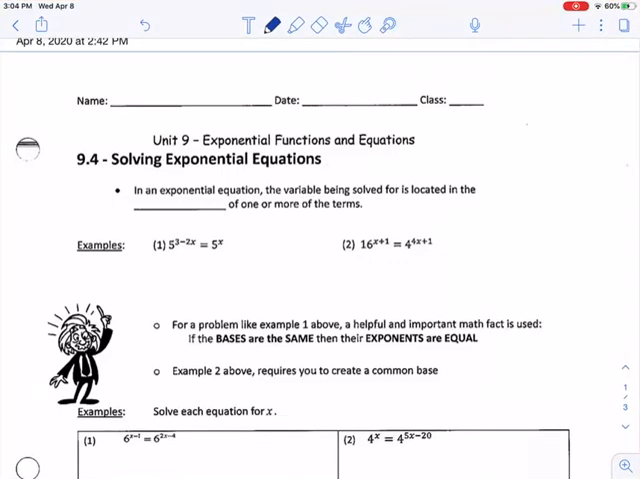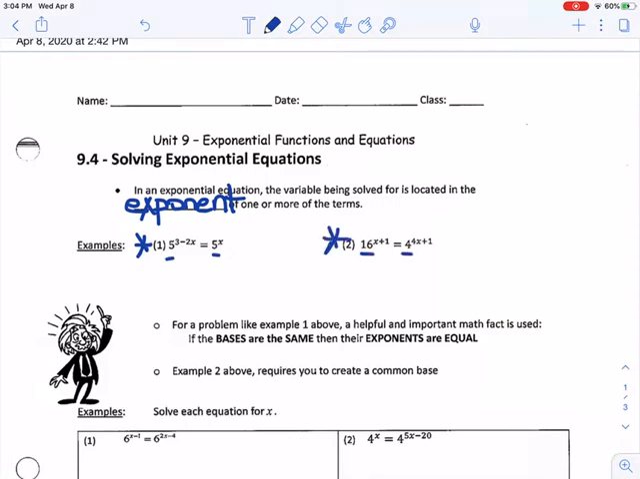Hey guys, let's talk about how to solve exponential equations. So in an exponential equation, the variable that you need to solve for is actually located in the exponent. And we've got two different scenarios. We've got scenario number 1, like example 1, when the bases match. And we have scenario number 2, when the bases don't match.